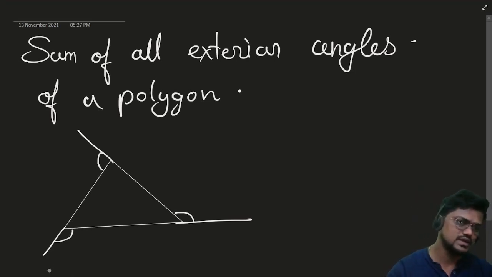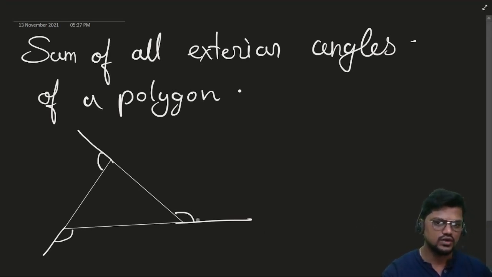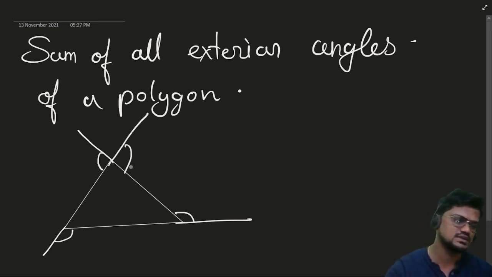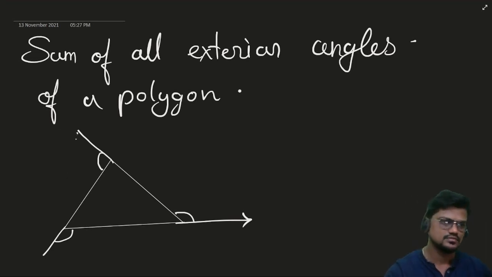But please note it. Whenever you are making the exterior angles, either it has to be made clockwise or it has to be made anti-clockwise. Not in both ways. If you are drawing over here like this, this line has to be extended like this. You cannot extend this angle like this and measure this as the exterior angle. Everything has to be done in clockwise, like this. Are you getting it?